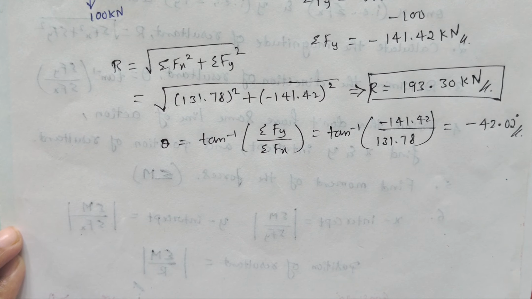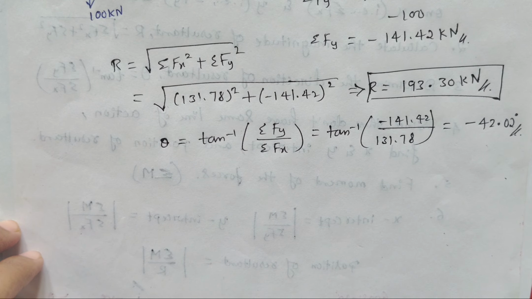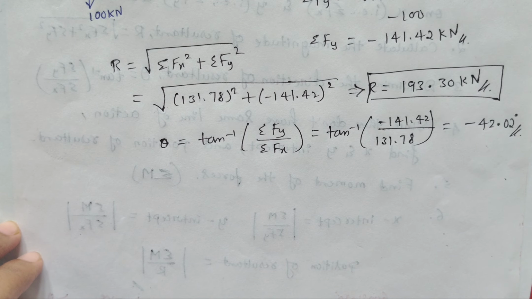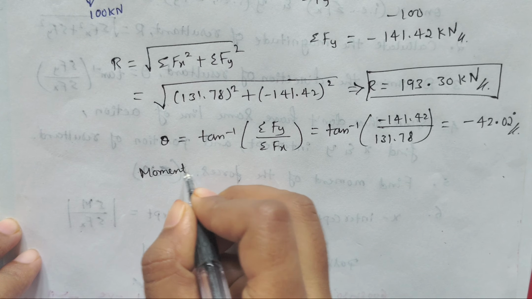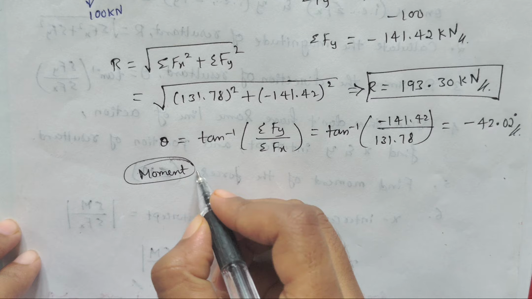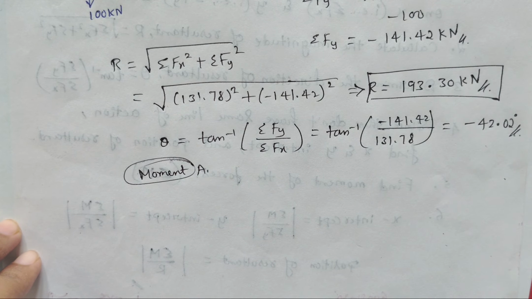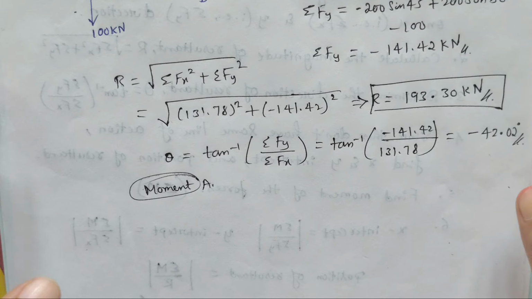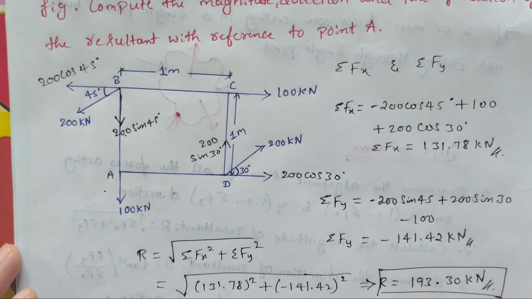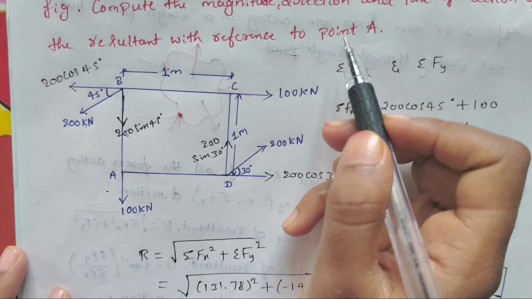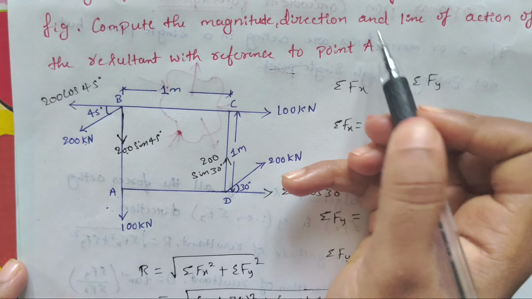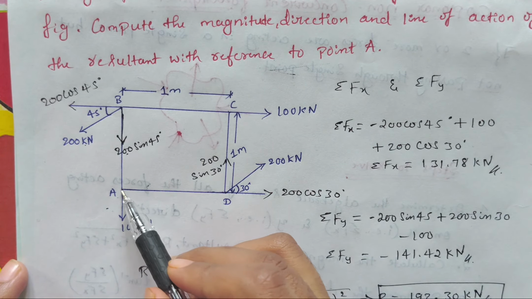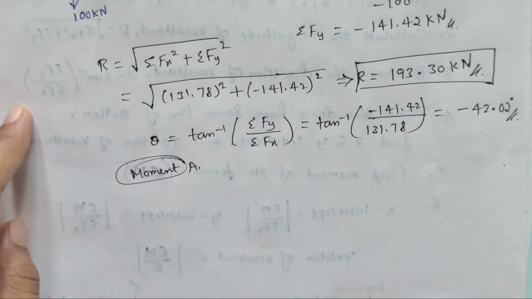Now what is the next step? A very important step. The next and very important step is the moment. So you have to find the moment with respect to point A. That is why I said this is important. With respect to point A they have given, so we have to take moments with respect to point A.